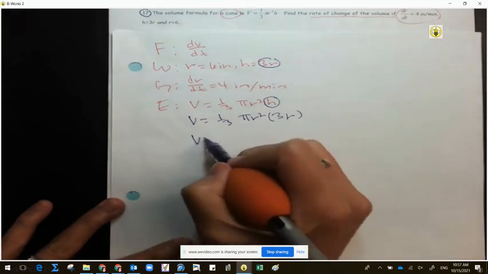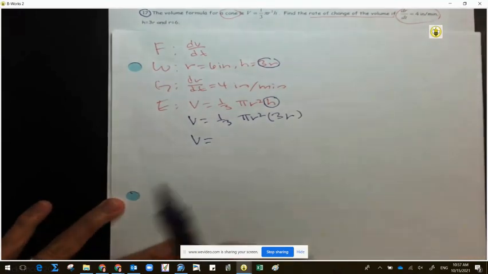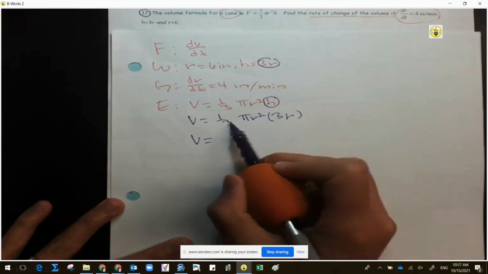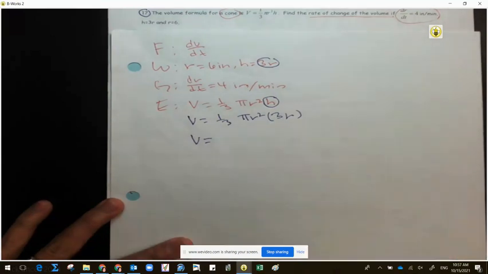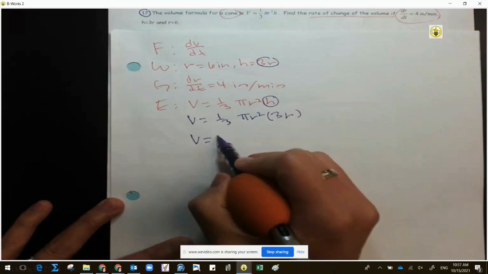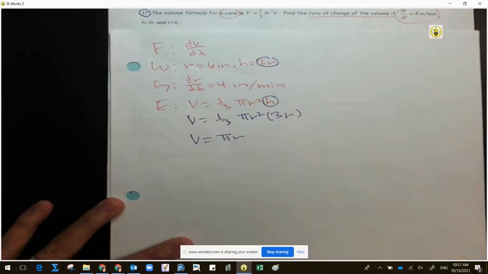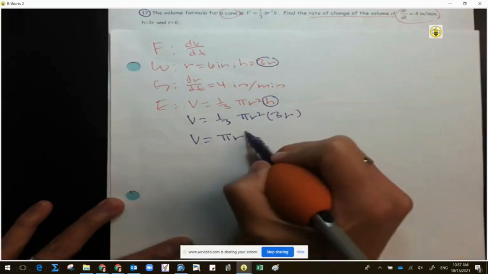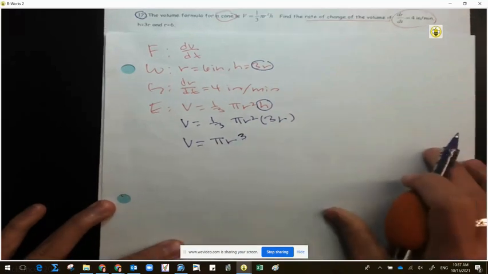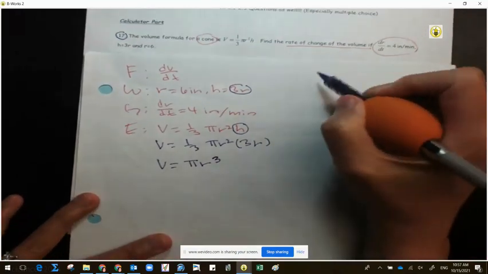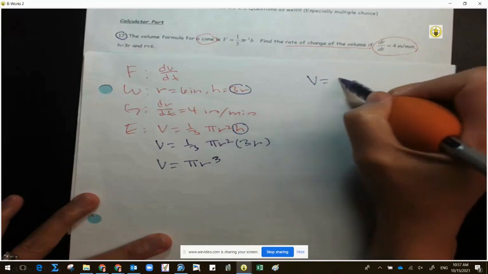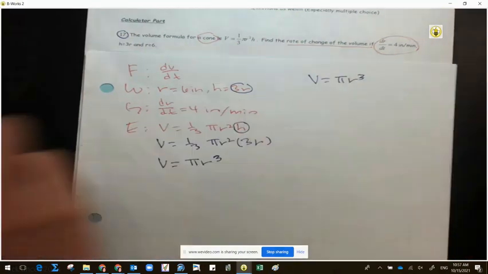And let's see what happens when I further simplify. What's going to happen to the 3 and the 1/3? Cancel. So I have pi r. How many r's do I have now? 3 of them, cubed. Very well. So let's go ahead and write that formula out on the side so we can do our derivative.